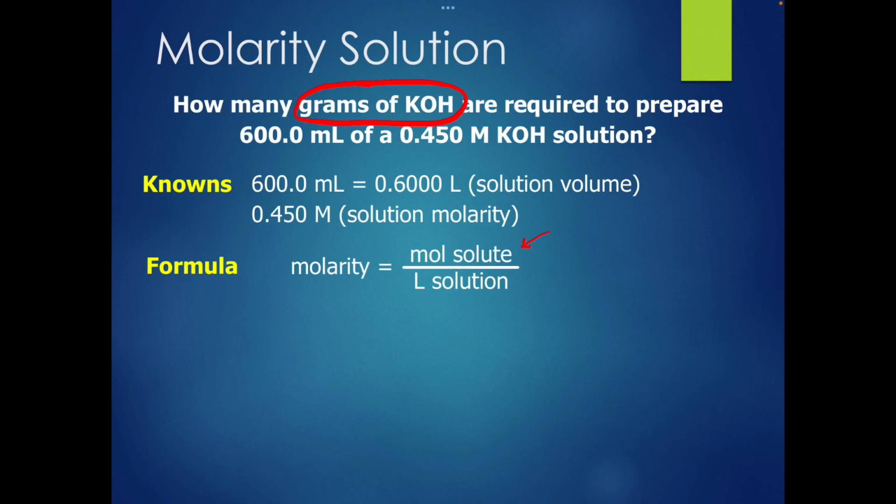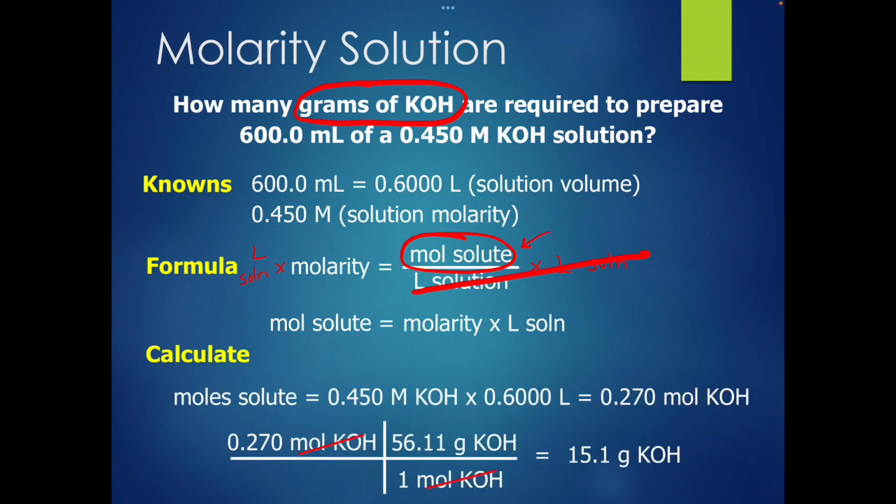Okay. The first thing we need to do, since we're trying to solve for moles of our solute, is rearrange this equation. In order to get moles of our solute by itself, we are going to multiply both sides by liters of solution. Once we multiply by liters of solution, this is gone and moles of solute is left by itself. So moles of solute is equal to molarity times liters of our solution. Once we've got that, then we can plug things in. We'll take our molarity times our liters, and that will get us our moles of potassium hydroxide.